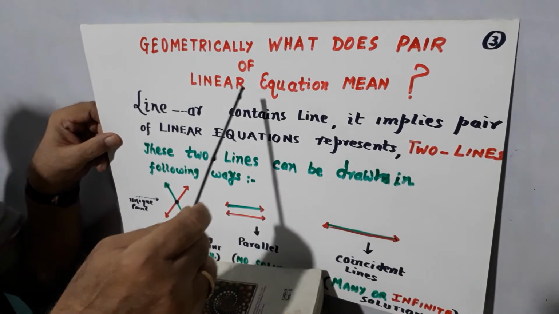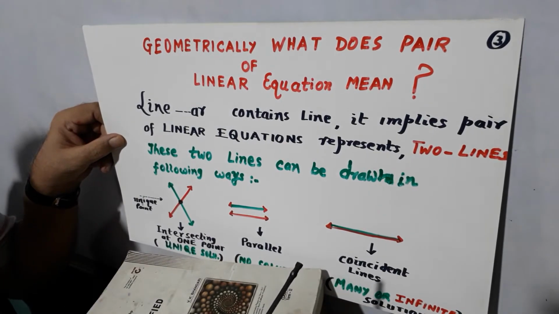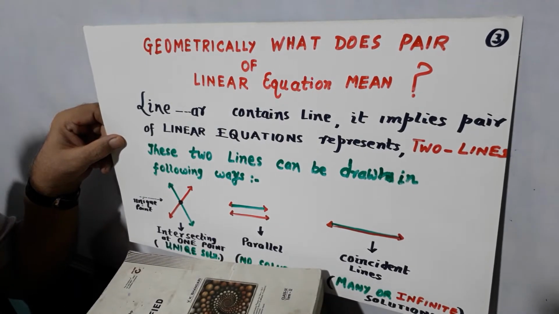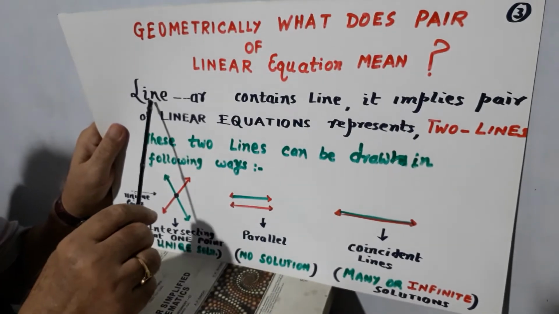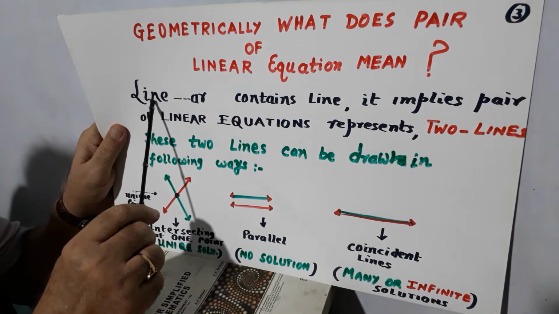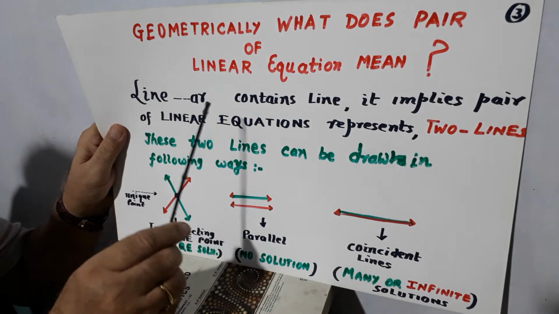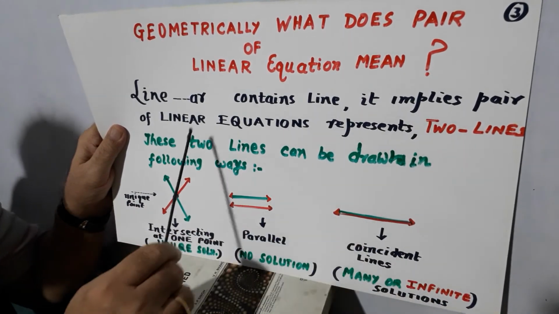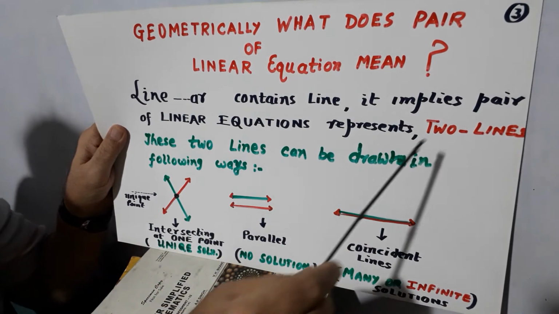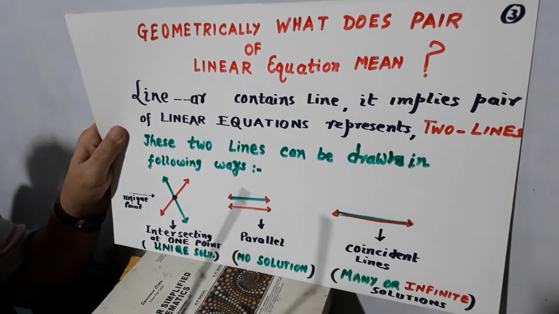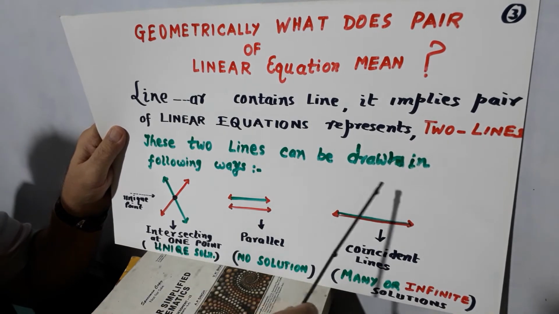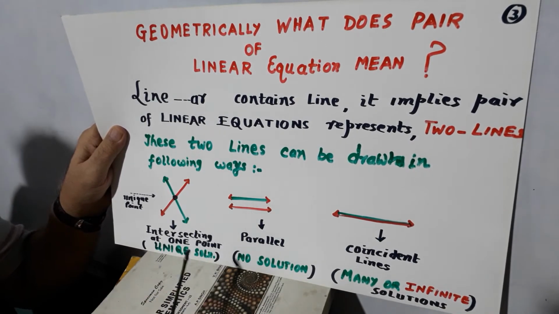Geometrically, what does a pair of linear equations mean? This is a big question. Now here, look, this word linear contains a line. It implies a pair of linear equations represents two lines. Pair means two, so there are two lines. These two lines can be drawn in the following ways.